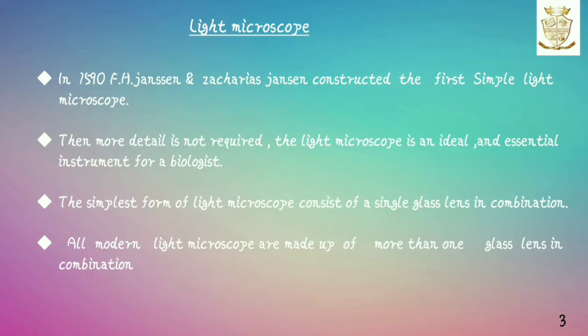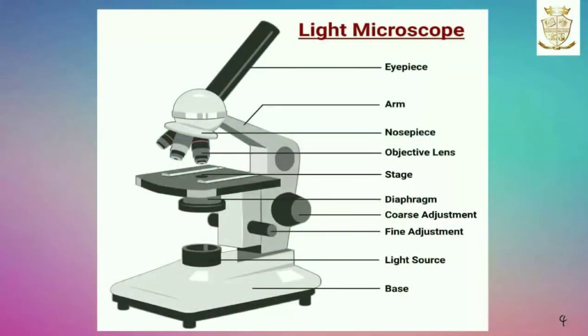The light microscope is an ideal and essential instrument for a biologist. The simplest form of light microscope consists of a single glass lens, and all modern light microscopes are made up of more than one glass lens in combination. Then the picture is here.